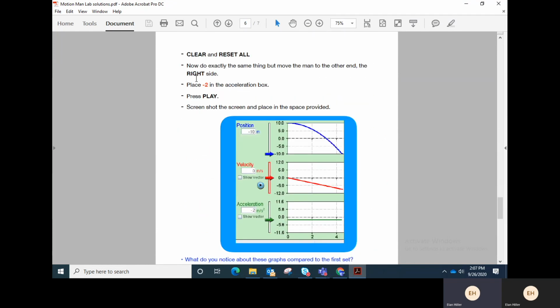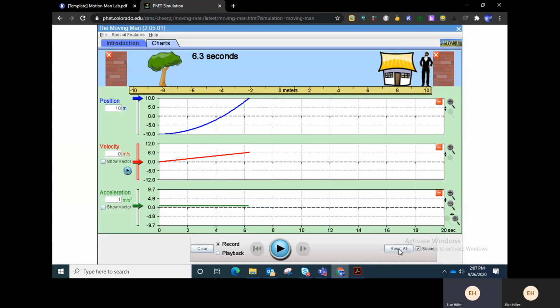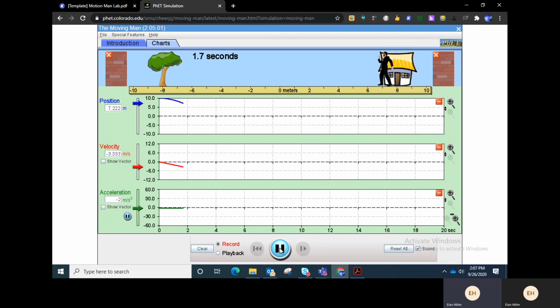And in this last section, we're going to do the exact same thing, but we're going to move the man all the way to the far right side, and we're going to place a -2 inside that box. So let's clear everything. Move him to the far right, and put a -2 in there. Okay, let it run. You can see everything looks the same as it did in the previous example. The only difference is he's moving left instead of right. He's moving in a negative direction instead of a positive direction.